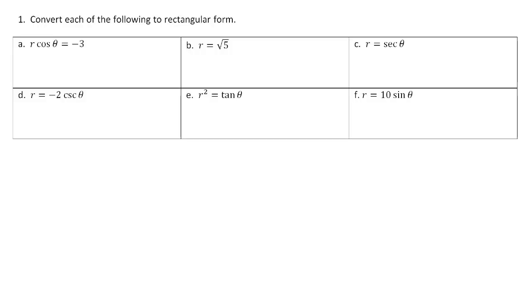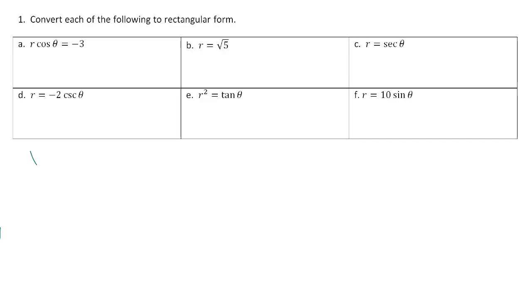Okay, for the first set of problems on your review, you're asked to convert each of the following to rectangular form. So with rectangular form, that means you only have x and y values. So let's review some of the formulas that y'all were given in class.